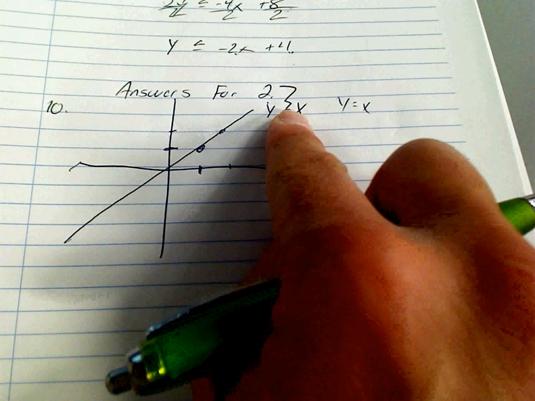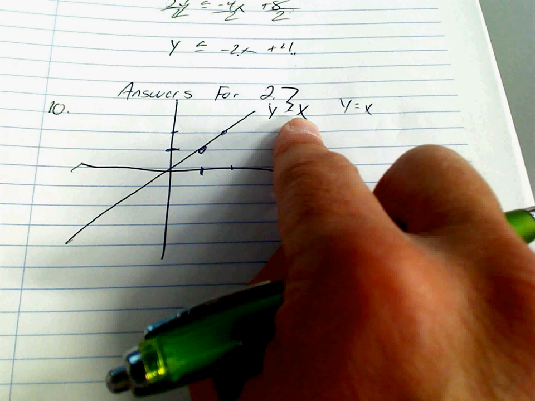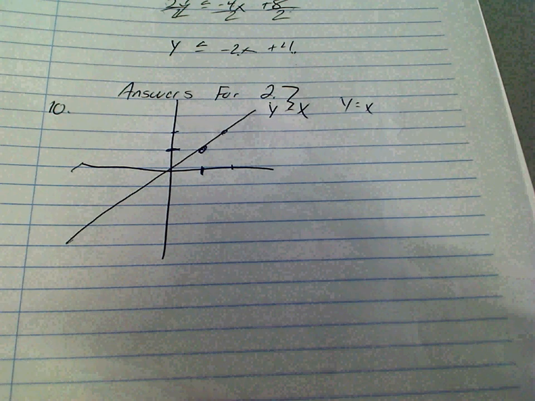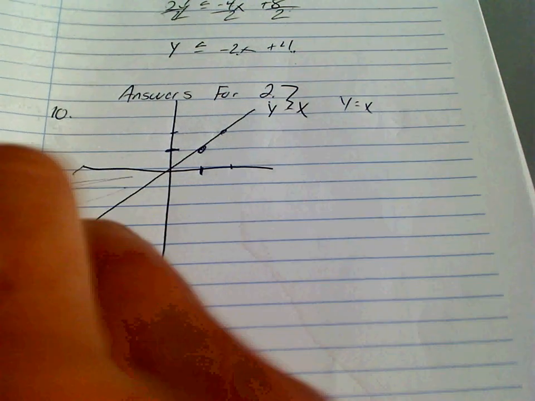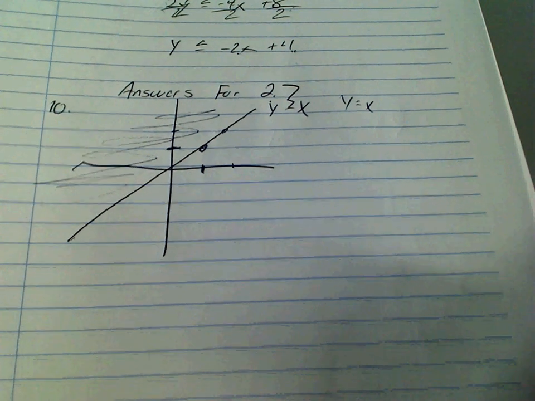So the only thing that would be different if you wanted to graph this one correctly is I would need to do what? Shade above or below? Shade above. So the shading would be above. Those are the things you'd have to do to graph that one.